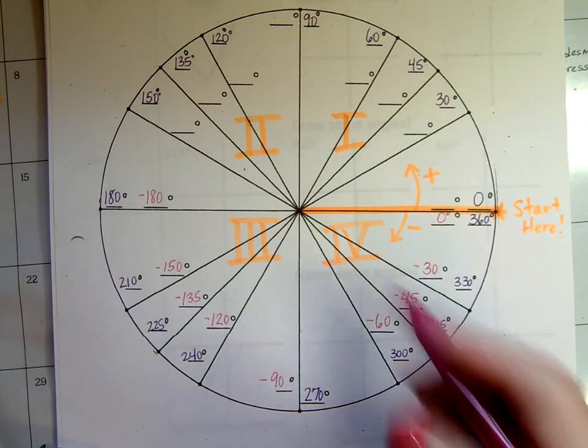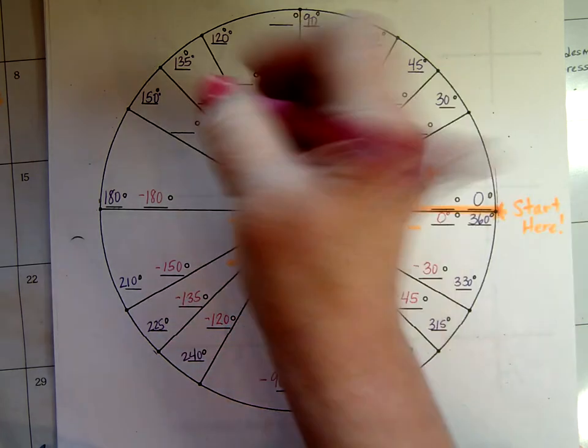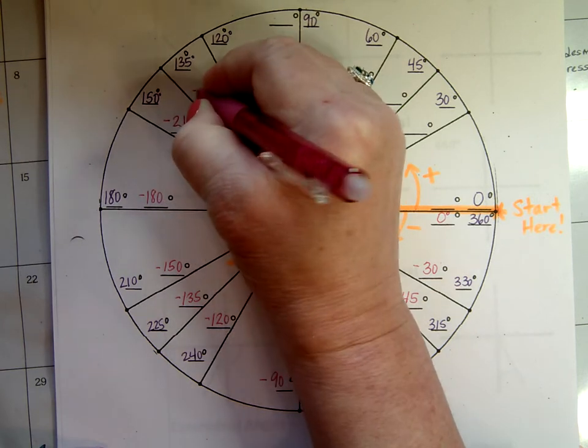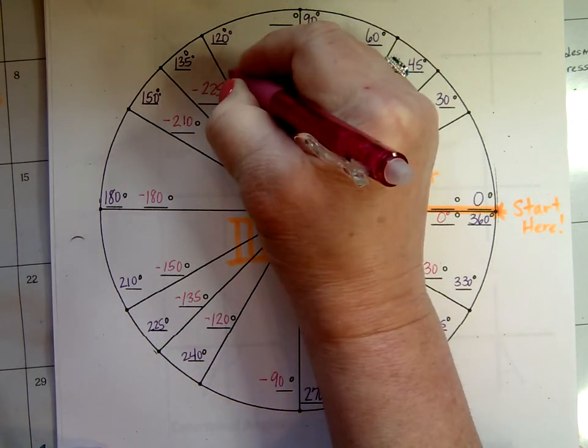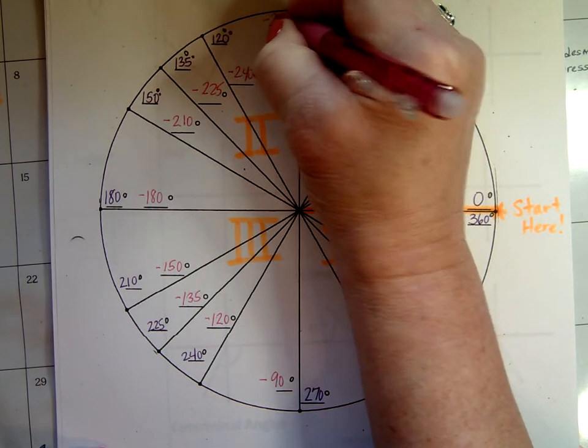All right, if I'm at 180, what comes next? Well, 210, 225, 240. But I went in a negative direction. So this is negative 210, negative 225, negative 240. And then if I come up here, he's going to be a negative 270.